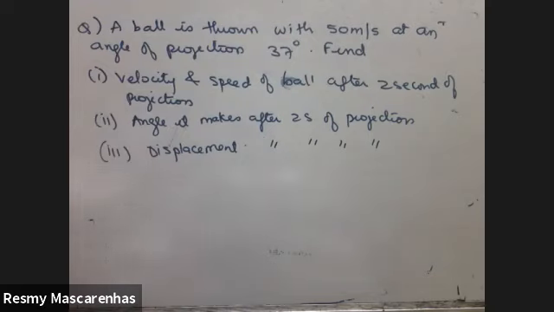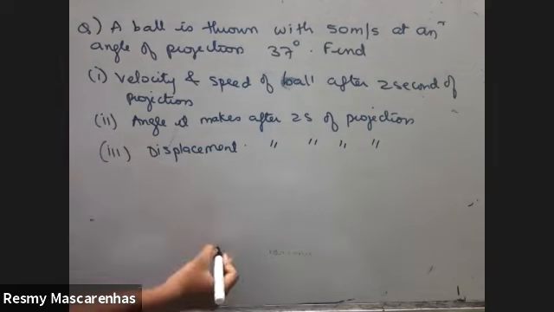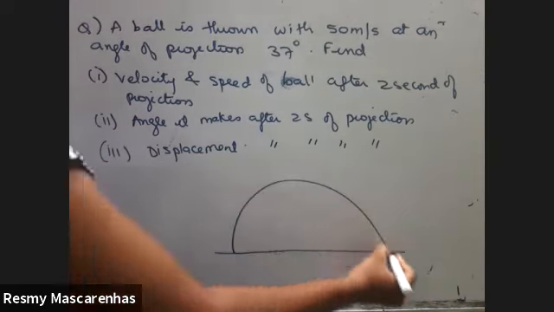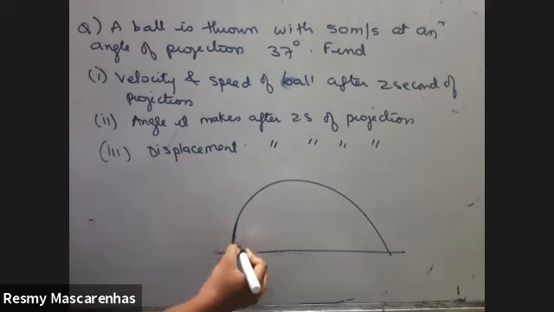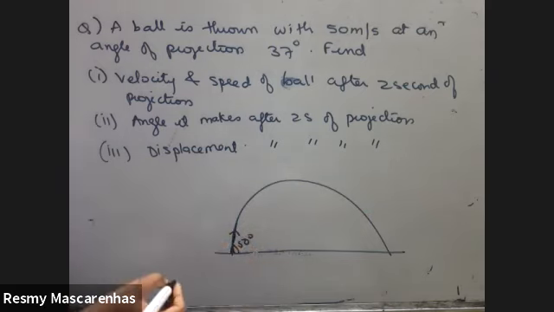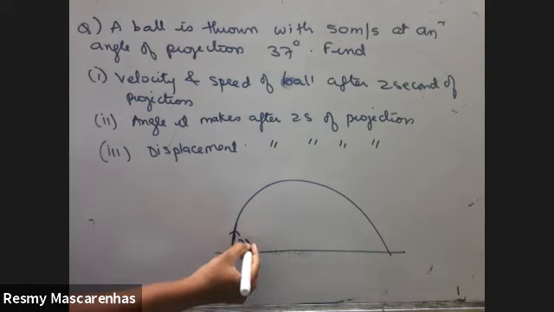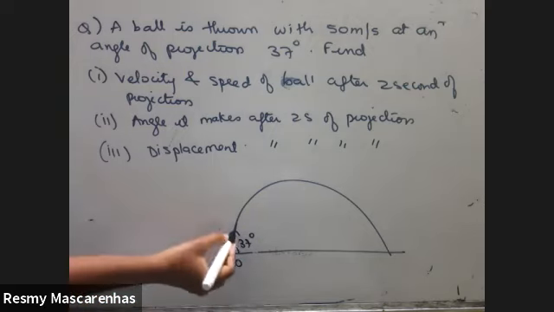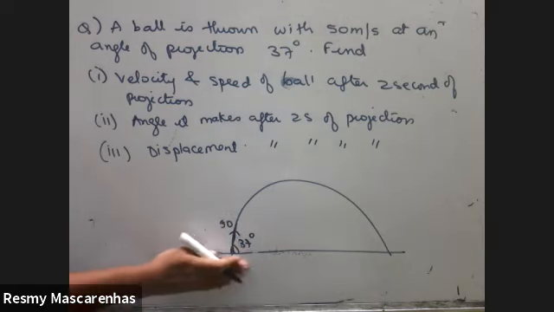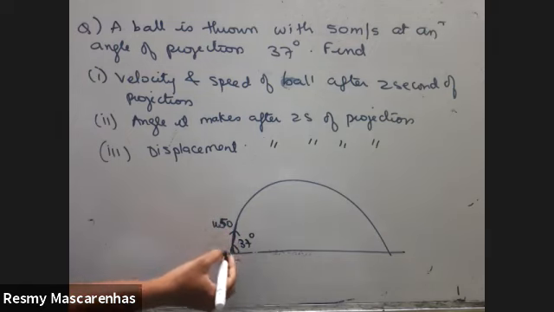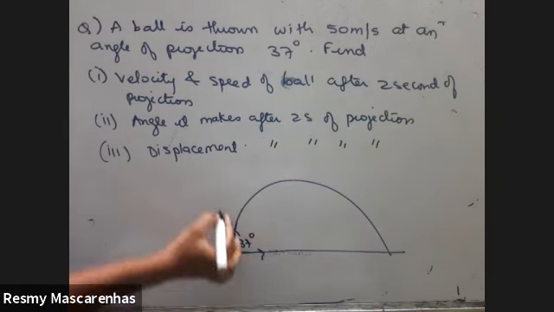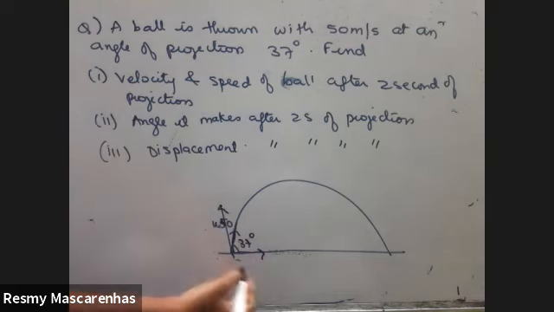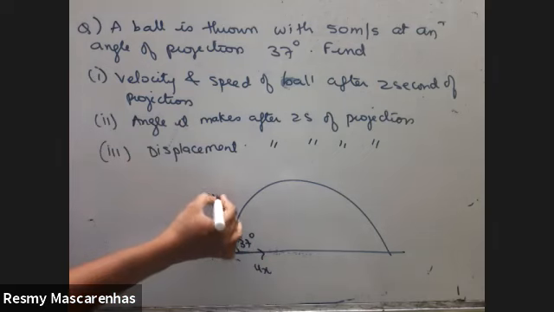Now first we'll draw a rough diagram, same as a normal one which you draw. So this is 37 degrees, and u is 50. The u with which it starts is 50. Now, this will always have a horizontal as well as a vertical component. This will be your ux, this will be your uy.